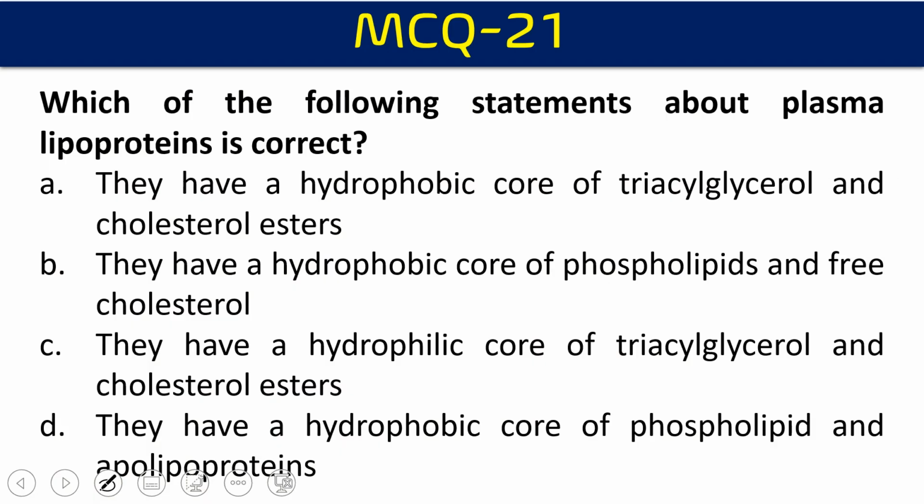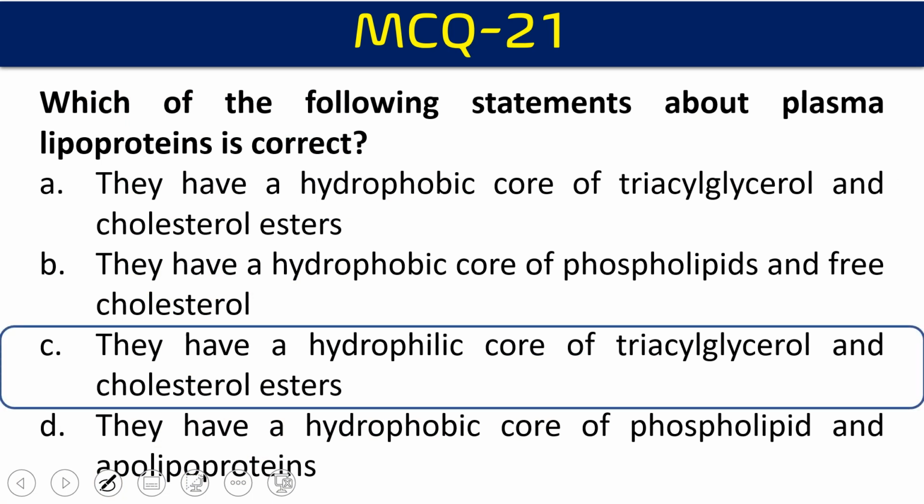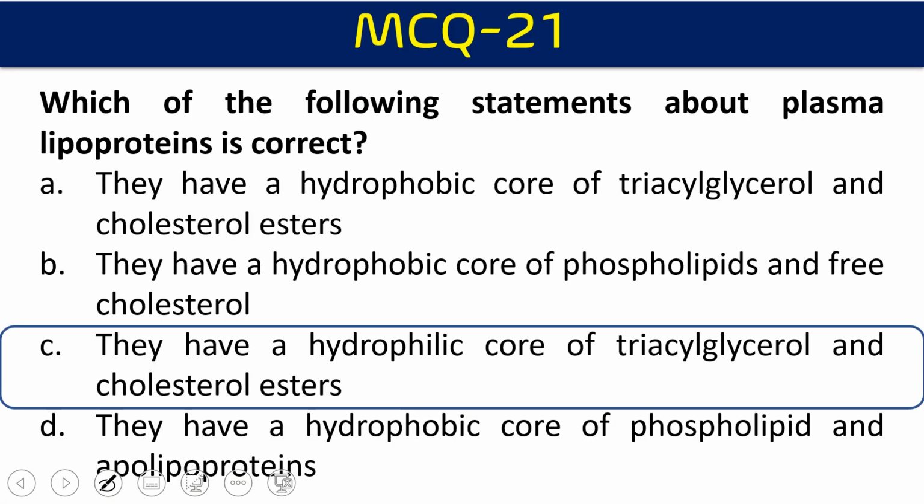Next question we are having: which of the following statements about plasma lipoprotein is correct? They have a hydrophobic core of triglyceride and cholesterol ester. They have a hydrophobic core of phospholipid and free cholesterol. They have a hydrophilic core of triglyceride and cholesterol ester. They have a hydrophobic core of phospholipid and apolipoproteins. The correct answer will be A.